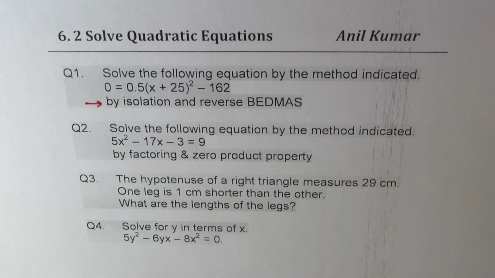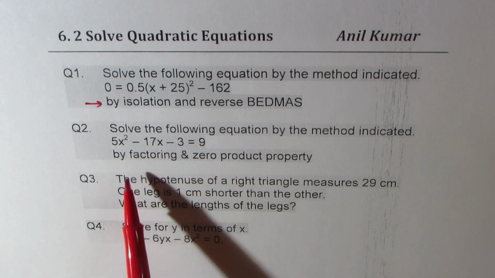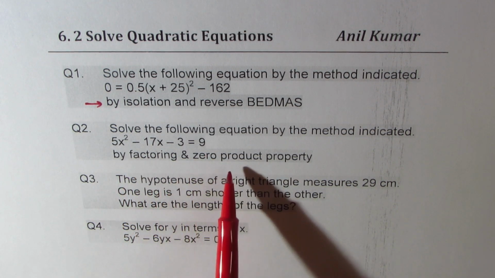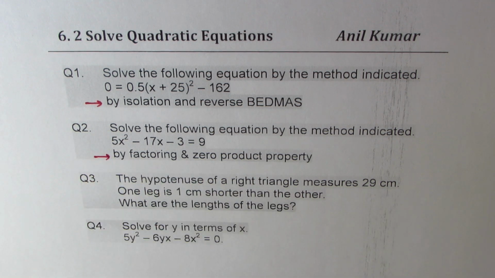Question number 2. Solve the following equation by the method indicated. 5x squared minus 17x minus 3 equals 9, by factoring and the zero product property. Right? So that's another method to solve. Question 3 is an application question.